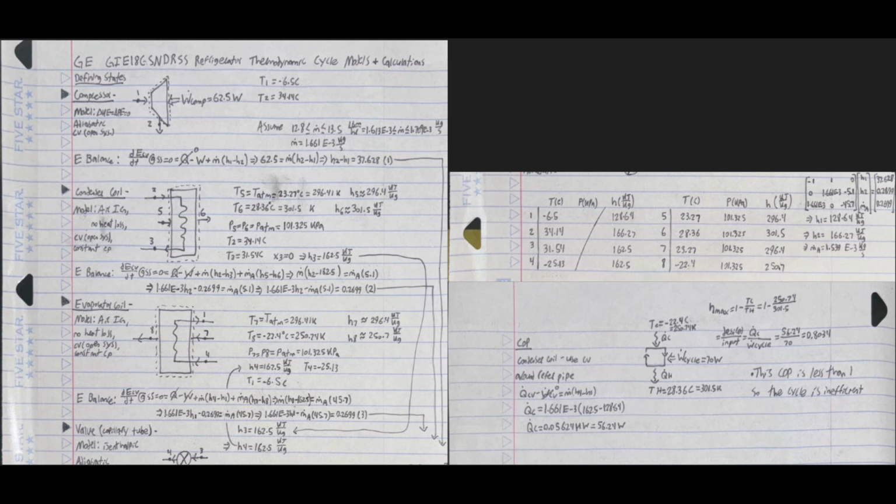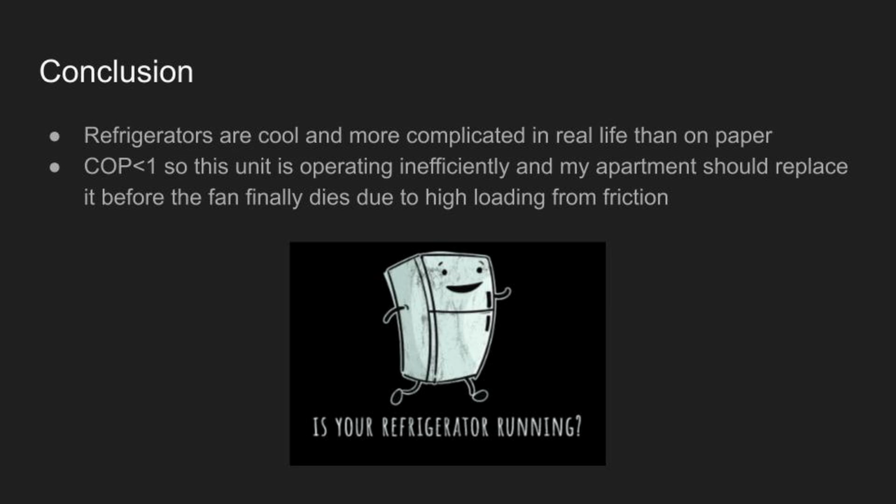This allowed me to find the coefficient of performance, since I knew the amount of work input in electrical work, and that was around 0.8, which is less than 1, so I considered the cycle pretty inefficient. Most refrigerators should be running above that. So in conclusion, I learned a bit about refrigerators, and I think they're pretty cool, but they are more complicated in real life than they are on paper.